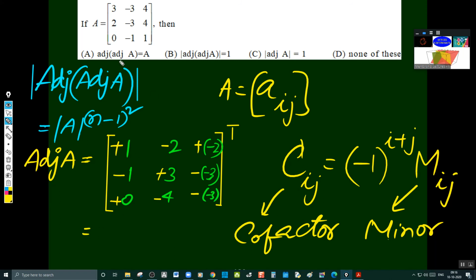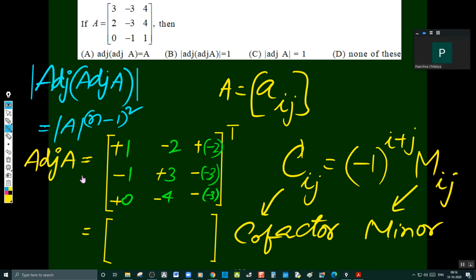I can directly make use of the formula: adjoint of adjoint A is equal to det A power n minus 1 whole square into A. But what I did, I'm revising how to find adjoint A, because it was finished long back. I'm teaching you how to find the determinant and adjoint A. So let me write the transpose of this matrix.